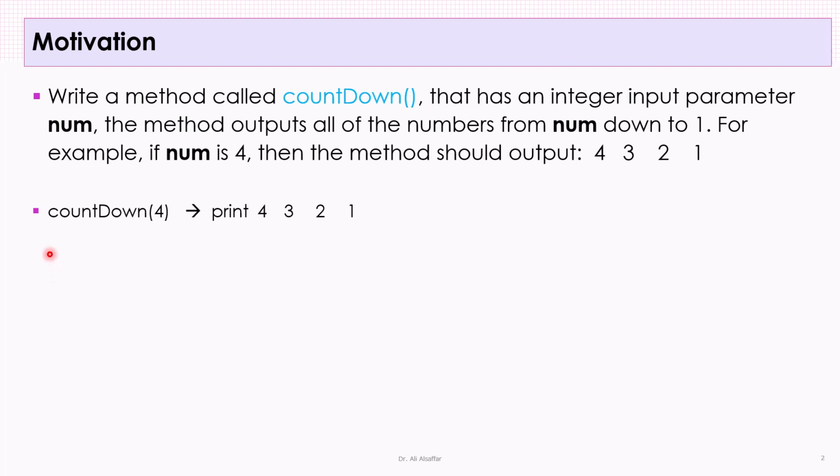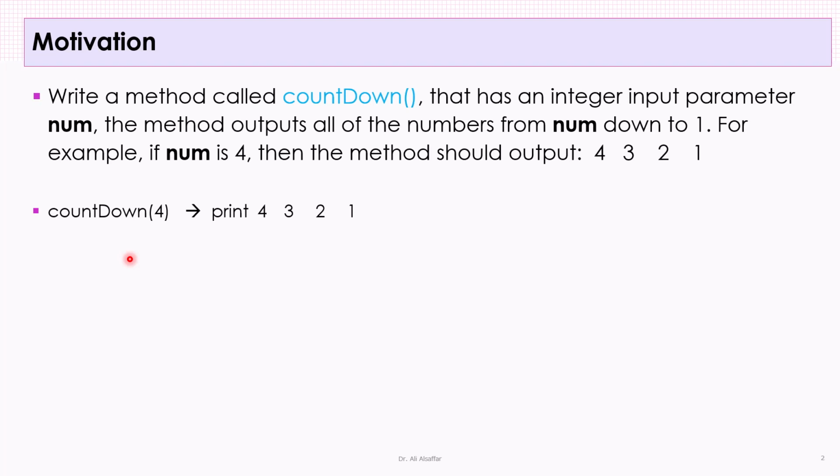Now when we look closely at the output that is generated when we call the method with input parameter, let's say num, it prints all numbers starting from num down to 1 all on a single line. So in our example, when we call the method countdown with the input parameter 4, then it is going to print 4, 3, 2, and 1. Now what if this input parameter is 5? Then it's going to print the numbers 5, 4, 3, down to 1. What if it is 10? Then it's going to print the numbers 10, 9, 8, all the way down to 1, all on a single line.